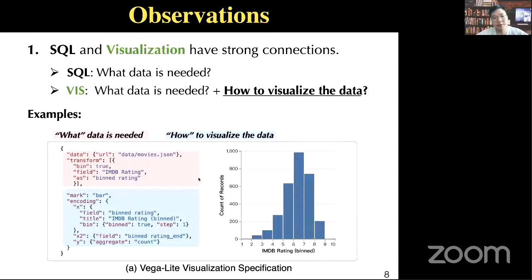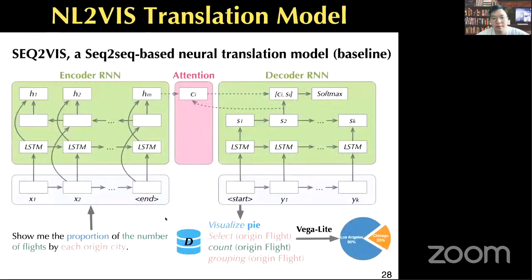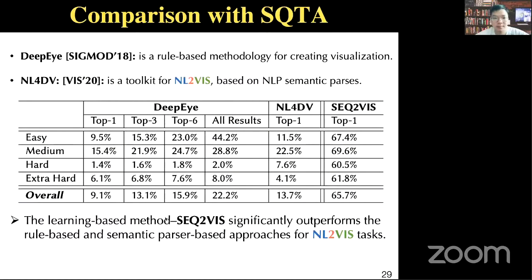The first observation is that SQL queries and visualization queries are closely related, so we can learn the translation from the NVBench. And we compare our solution to other solutions in the NL2VIS task. The first is DeepEye, a rule-based methodology for creating visualizations. And the second is NL4DV from VIS 2020, a toolkit for the NL2VIS task based on NLP semantic parsers.